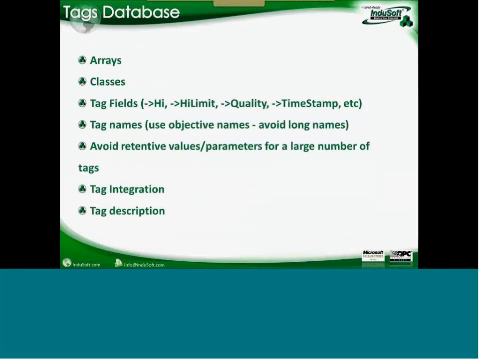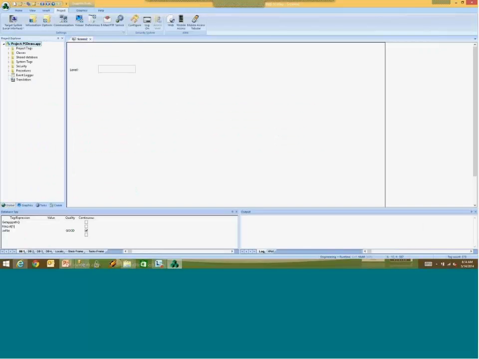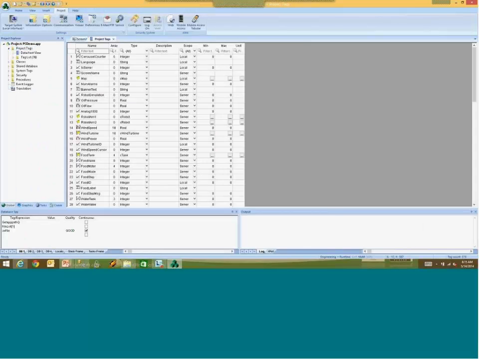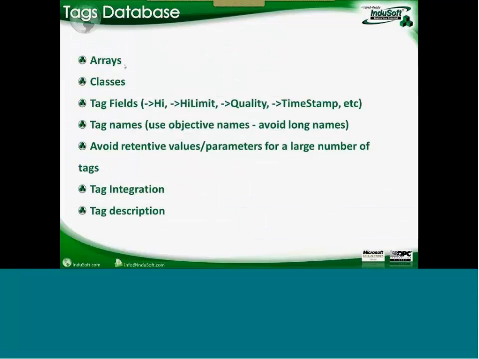Tags database. As you know, in the InduSoft Web Studio, you can create the tags database in a very simplistic way, just defining tag names and associating basic types to the tags: Boolean, integer, real, or string. And I'm not going to go into details, but the tags database offers many additional options that allow you to optimize the tags database design and reuse the same tags, the same structures, while you are designing the screens, the logics, the communication, and so on.